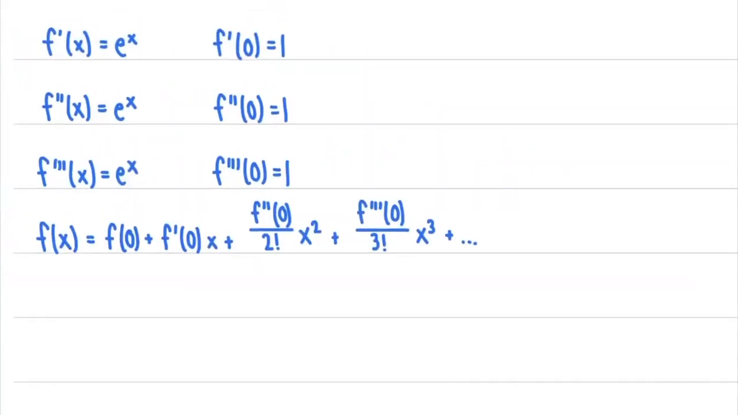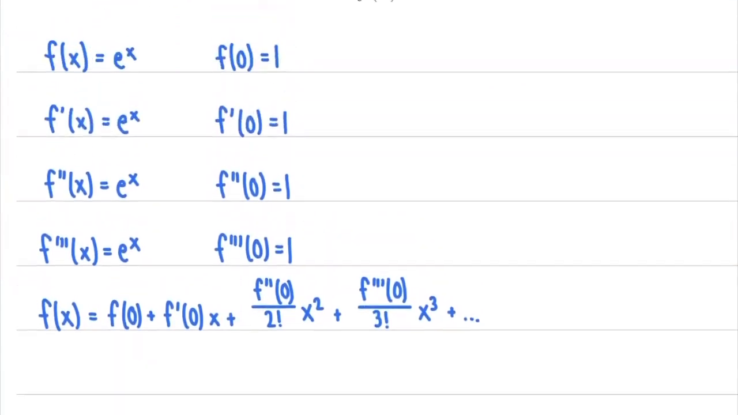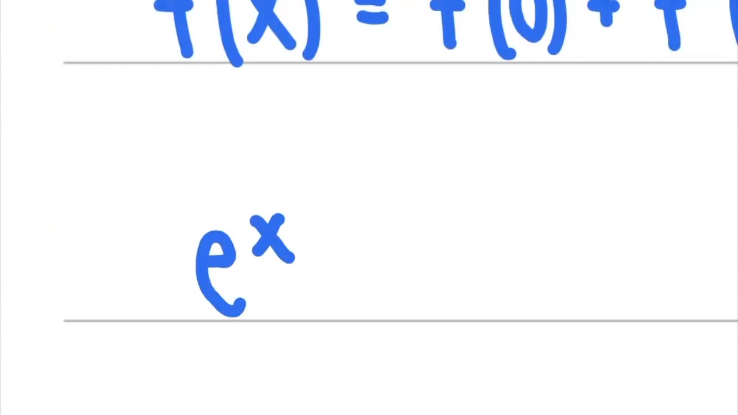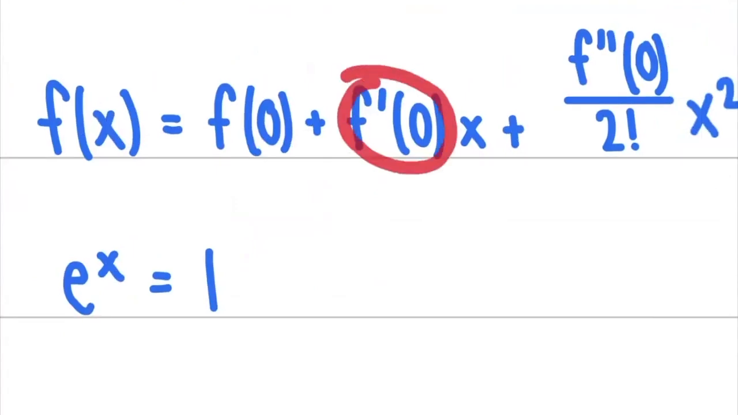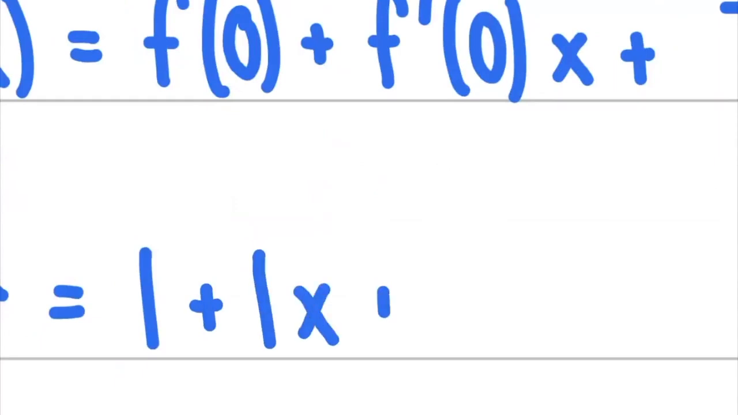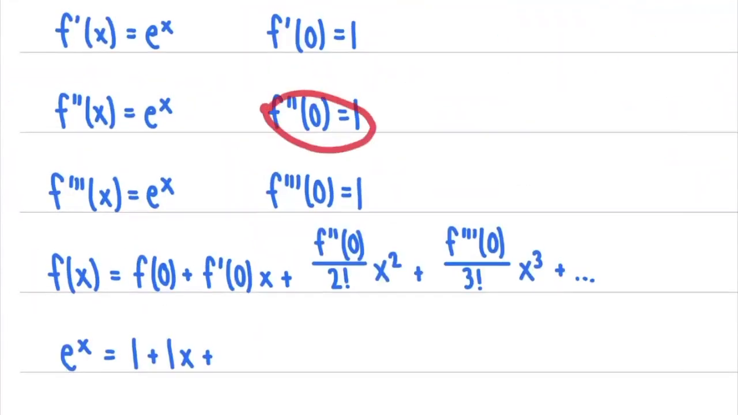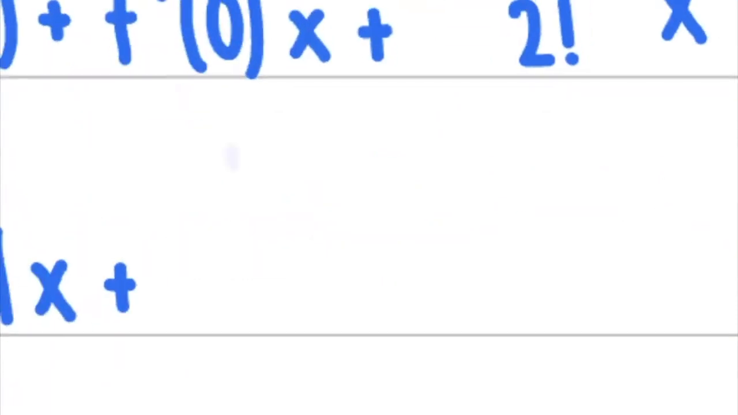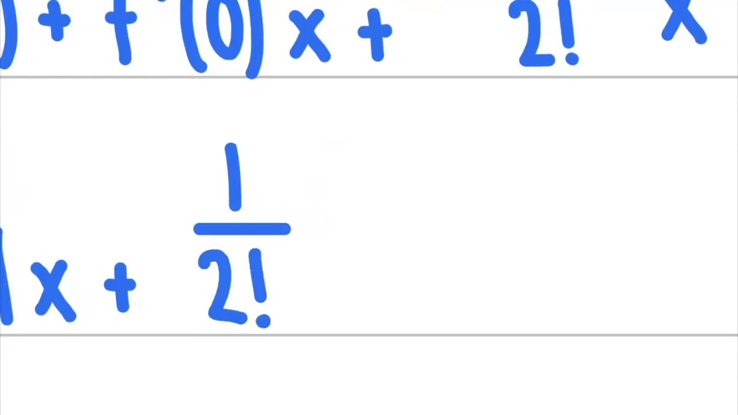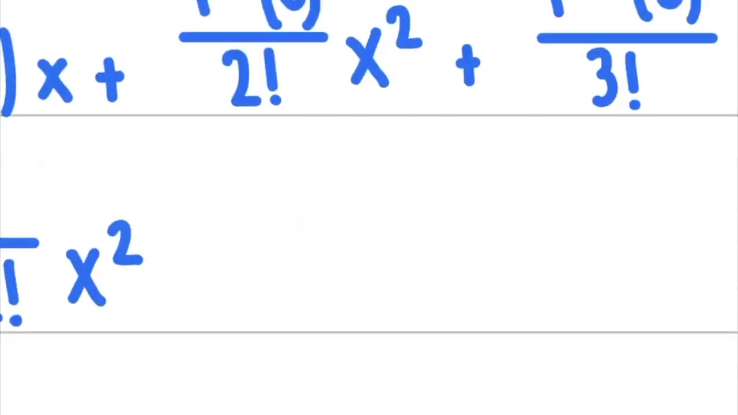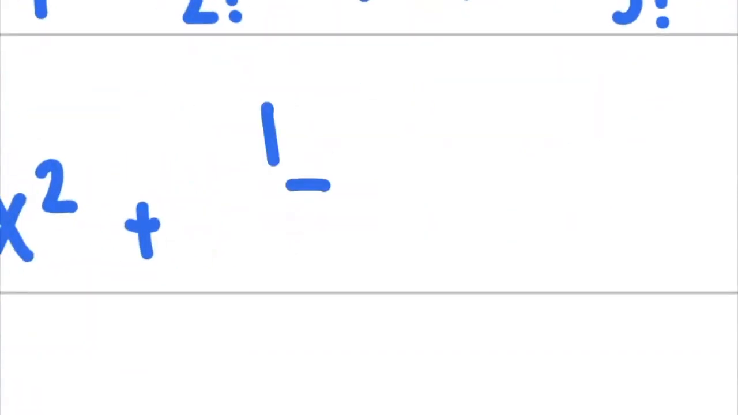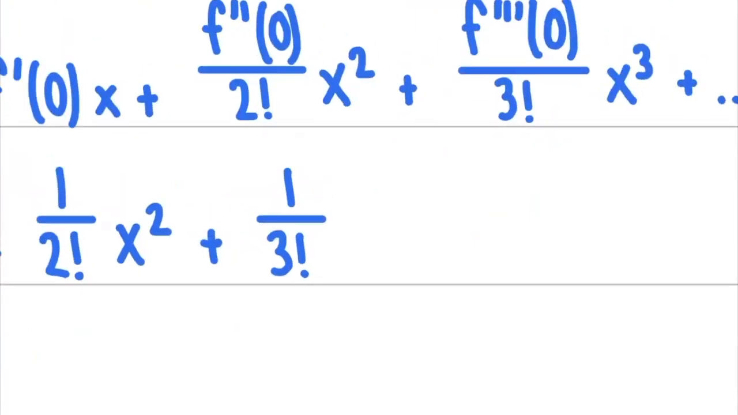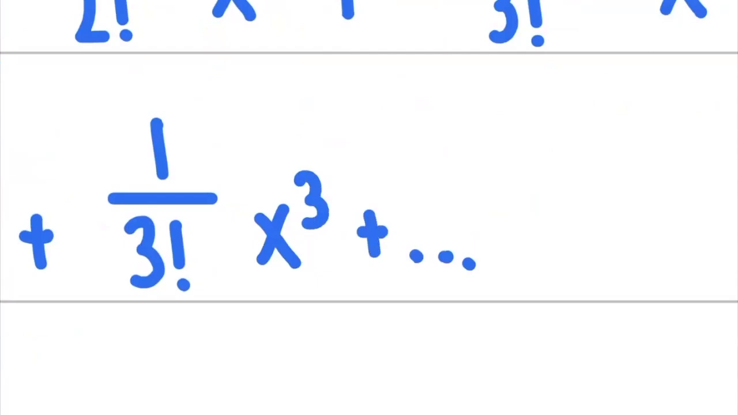So now we're just going to plug everything into this formula. We know f of x is e to the x. F of 0, I did that right here, that's 1. F prime of 0 is also 1. I'll just write it out, 1x. And then f double prime of 0, also 1. So we have 1 over 2 factorial times x squared. F triple prime of 0, that's right here, that's also 1. So that's 1 over 3 factorial times x cubed, and so on.